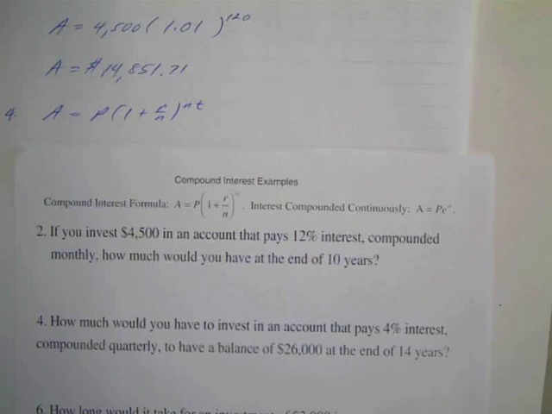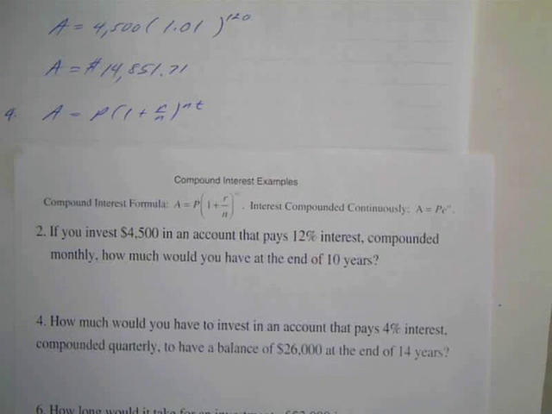Here's another compound interest example, number 4 here. It says, how much would you have to invest in an account that pays 4% compounded quarterly to have a balance of $2,600 at the end of 14 years?